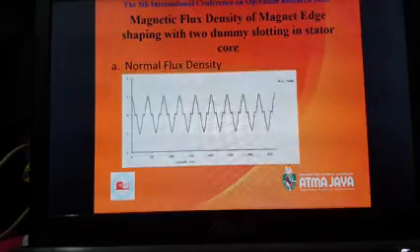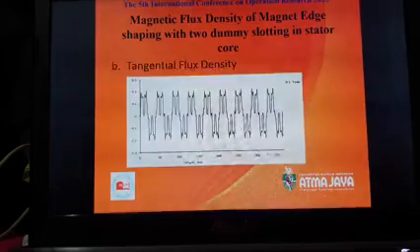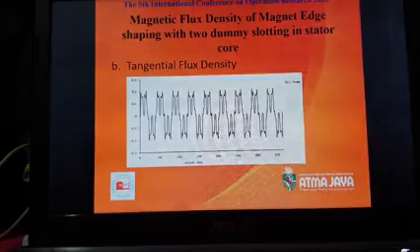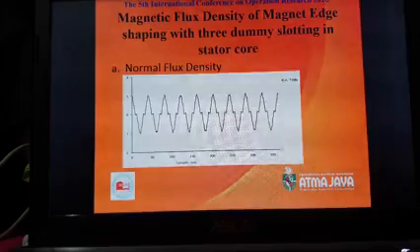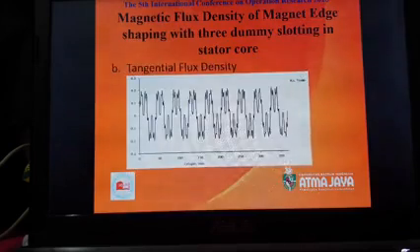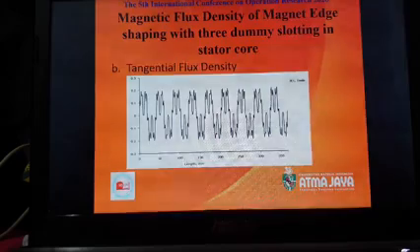This is the normal flux density, or Bn, of magnet edge shaping with two dummies in the stator core. This picture shows the tangential flux density, or Bt, of magnet edge shaping with two dummies in the stator core. This is the normal flux density, or Bn, of magnet edge shaping with three dummies in the stator core. This is Bt, the tangential flux density, of magnet edge shaping with three dummies in the stator core.